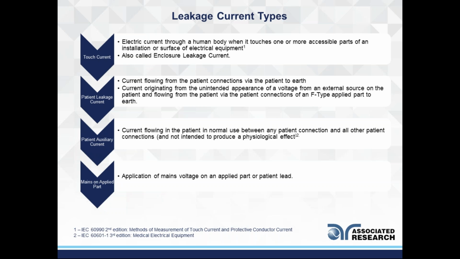So leakage current types. First we have touch current, which is also known as enclosure leakage current. It's electric current through a human body when it touches one or more accessible parts of an installation or surface of electrical equipment. So again, touch current, also known as enclosure leakage current.